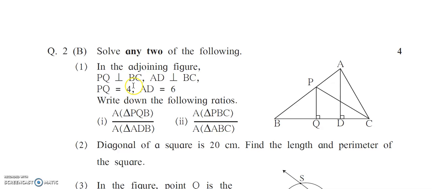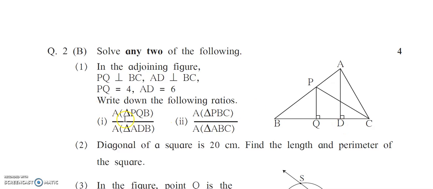Now question number 2B. Solve any two of the following. In the adjoining figure, PQ is perpendicular to BC. AD is perpendicular to BC. PQ is equal to 4. AD is equal to 6. Write down the following ratios.